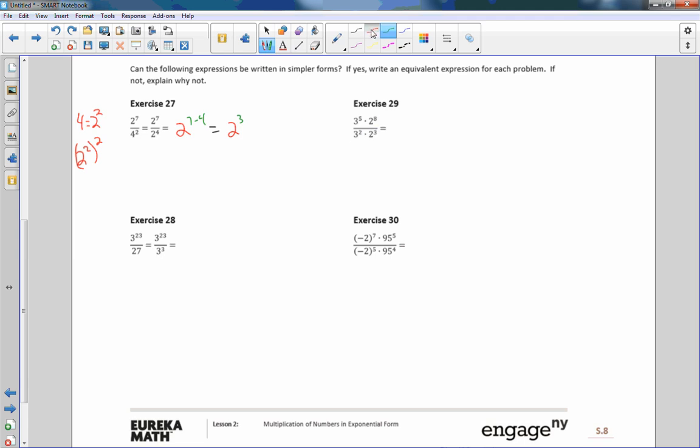Okay. Base 3 will leave me with a base 3. 5 minus 2 is 3. Base 2 leaves me with a base 2. 8 minus 3 is 5. So the answer is 3 cubed times 2 to the 5th. Different bases, I cannot simplify anything.